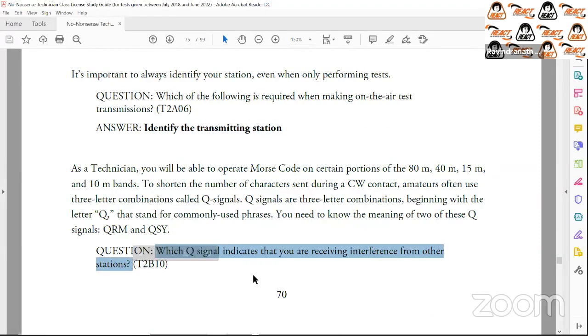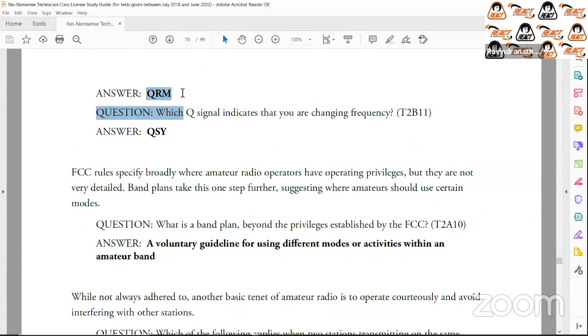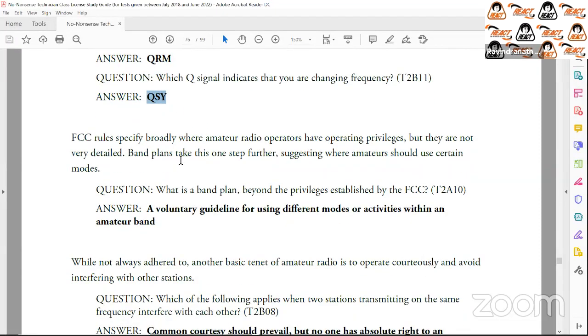Which Q signal indicates that you're receiving interference from other stations? So the keywords here, Q signal or Q code and receiving interference. The Q code is QRM. Simply need to learn that. Next question. So you only get 2 of these in your exam, possibly. Which Q signal indicates that you are changing frequency? So you want to change frequency to another one? It's QSY. So hams say, well, you know, we're going to QSY. All right.